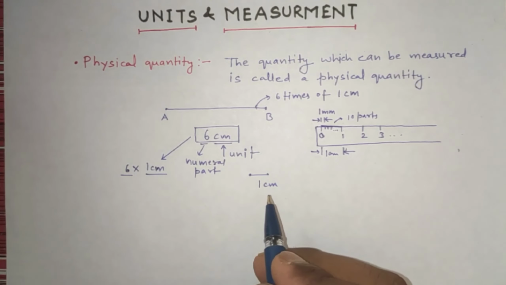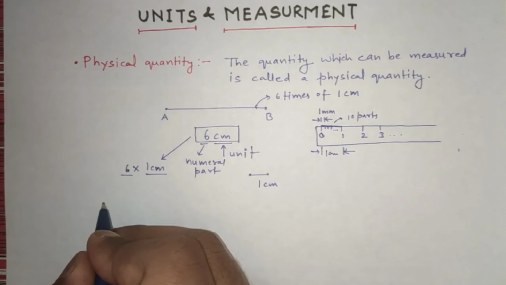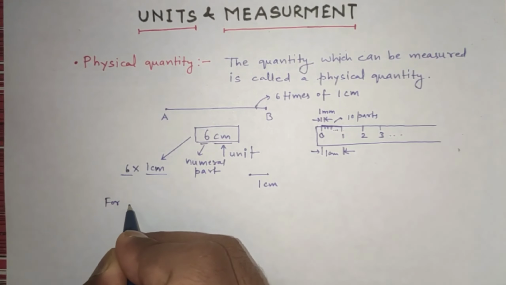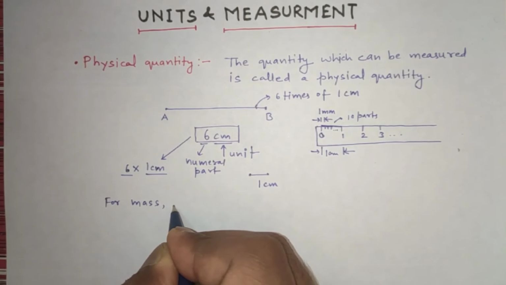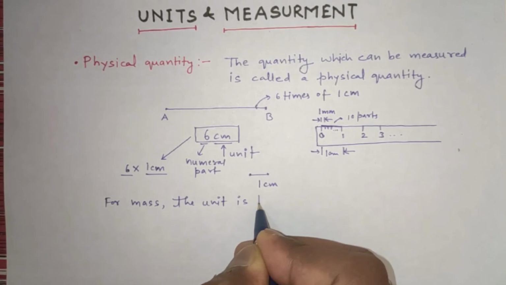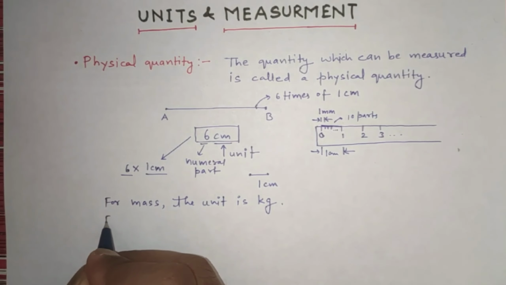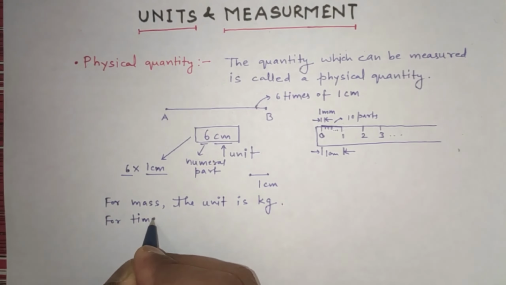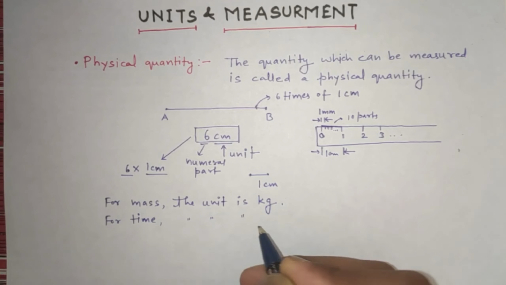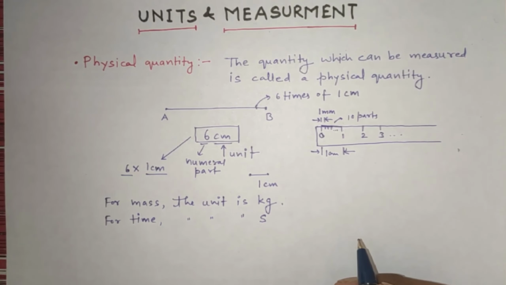Same for different quantities. We have different units. For example, for mass, the unit is kilogram. In symbolic form we write here kg. For time, the unit is second. In the symbolic form it is written as a small s. And for different quantities we have different units.